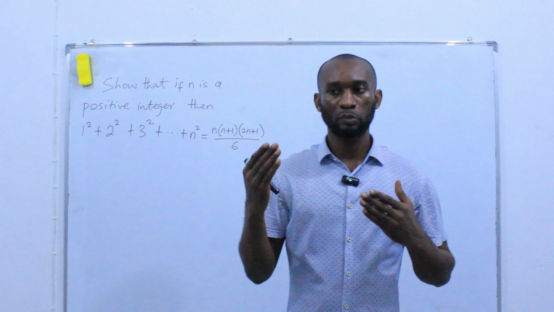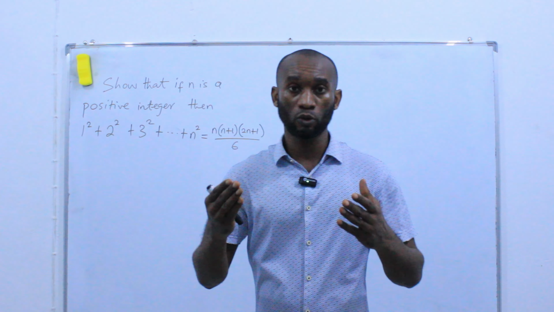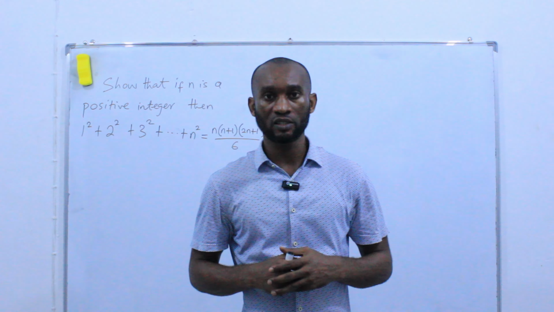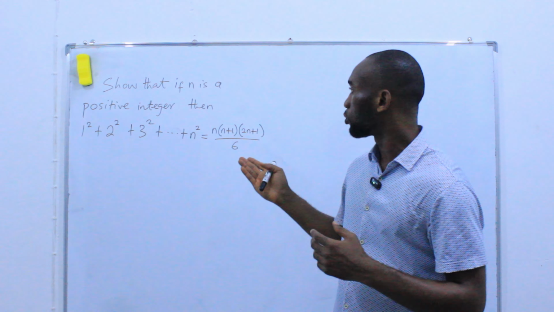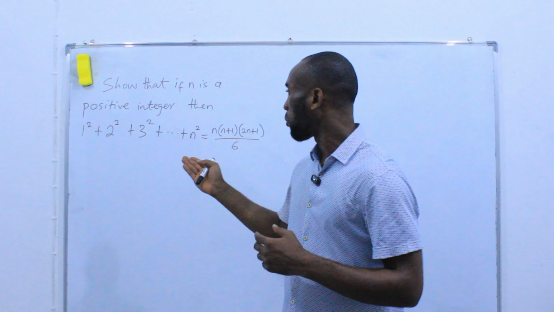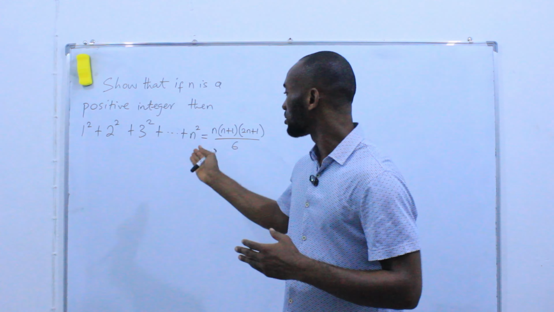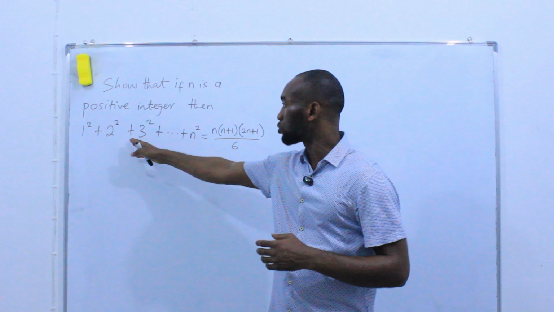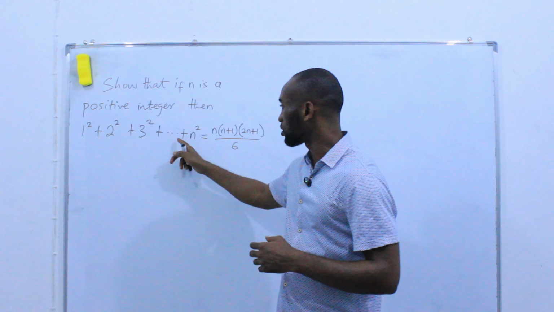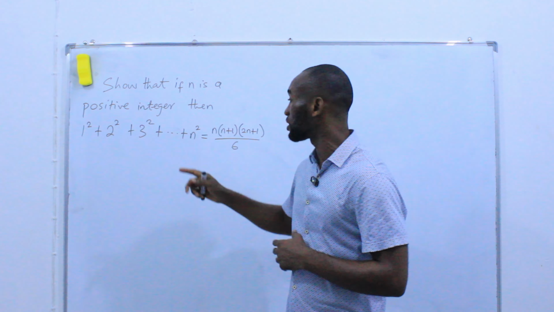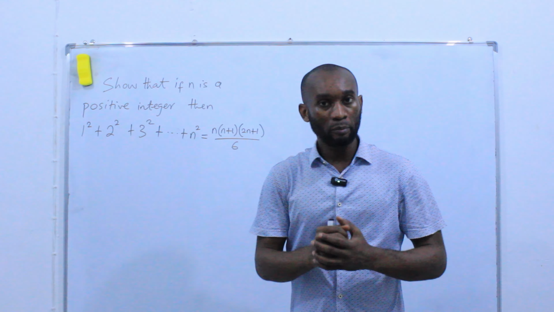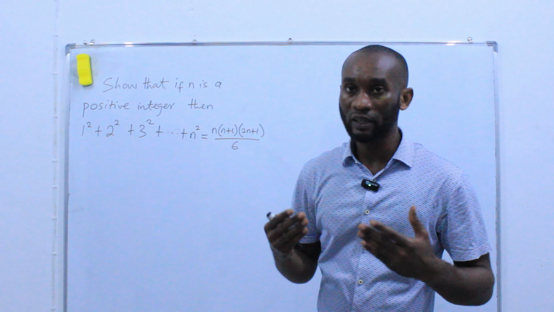We are going to explore the use of mathematical induction in the proof of certain identities. On the board, we have a sum, 1 squared plus 2 squared plus 3 squared plus dot dot dot plus n squared, which is equal to n bracket n plus 1 bracket 2n plus 1 all over 6.